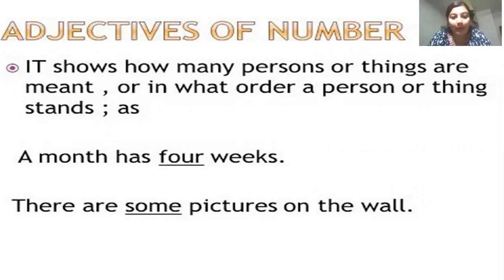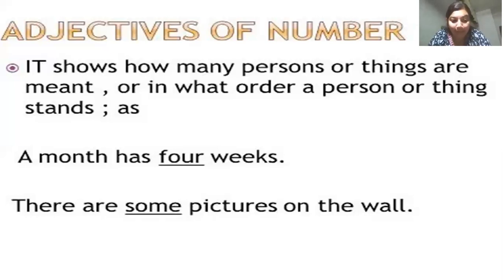Now when we talk about number, it is very clear that वो जो भी noun होंगे, they would be countable in nature. Then only we can count it in number. So it shows how many persons or things are meant or in what order a person or thing stands. मतलब कि information देता है कि person या thing या जिसके भी बारे में हम बात करते हैं वो कितने in number है. They are how many in number.